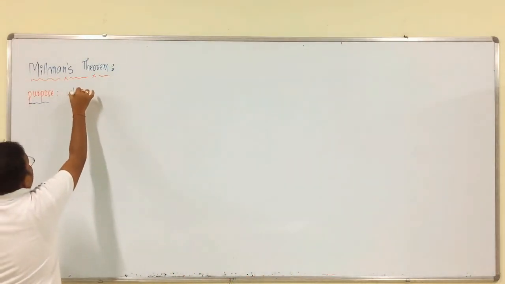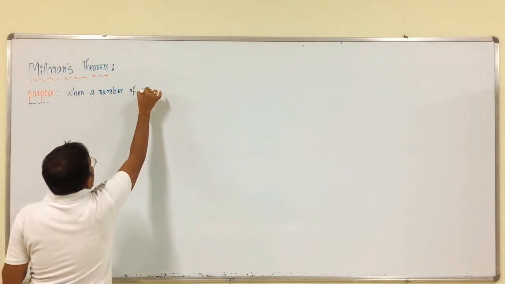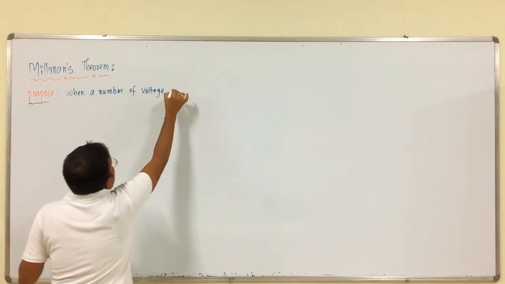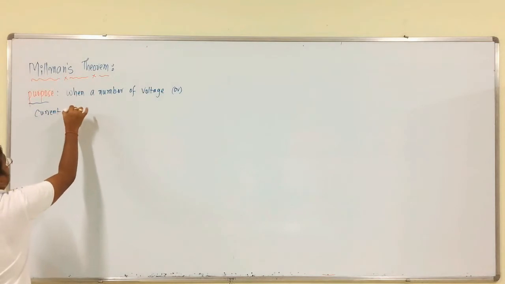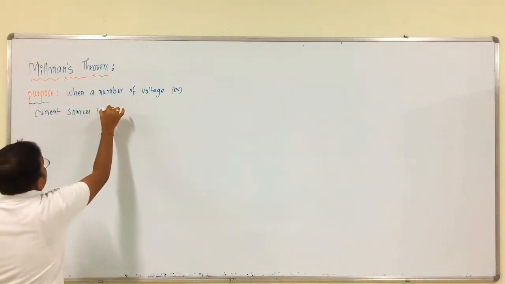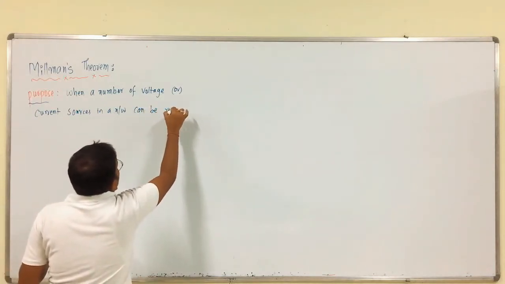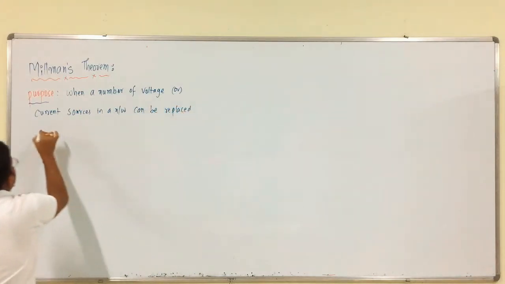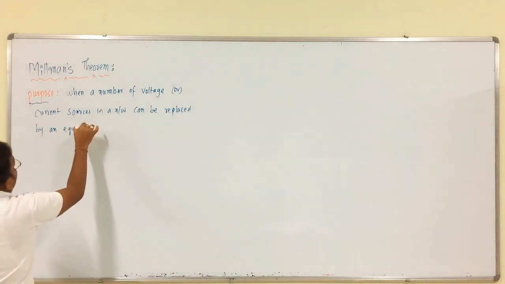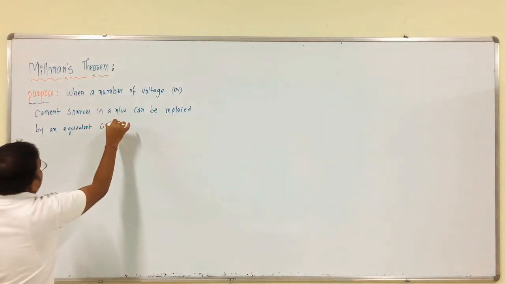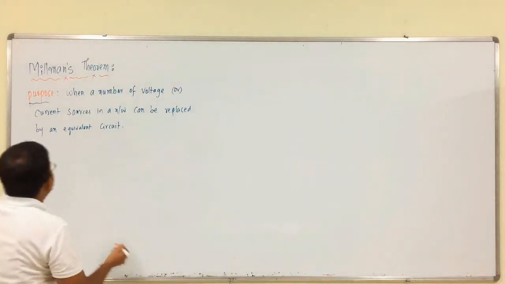When a number of voltage or current sources in a network can be replaced by an equivalent circuit, that's why we are using this Millman's theorem. Then what is the statement?